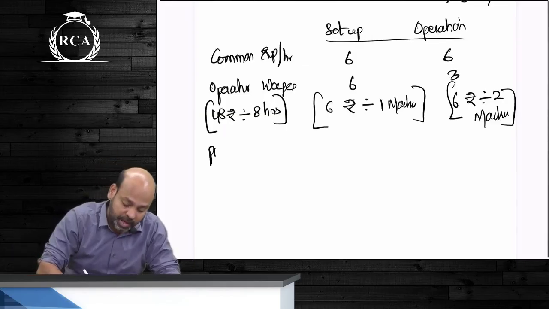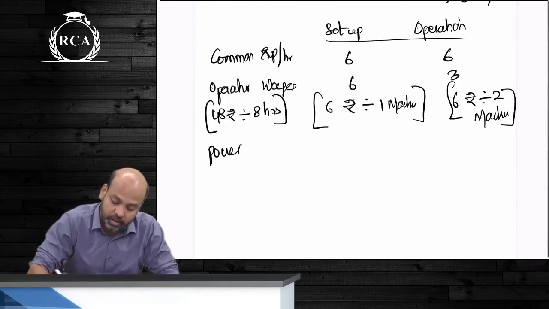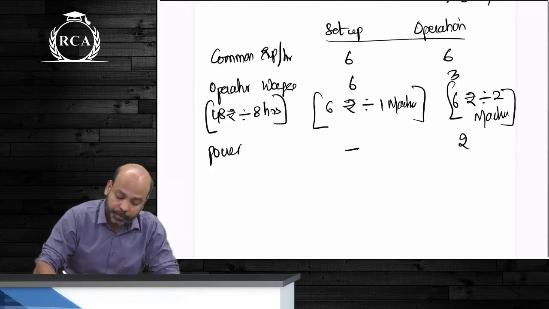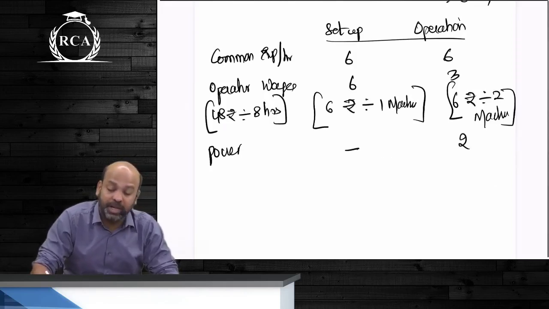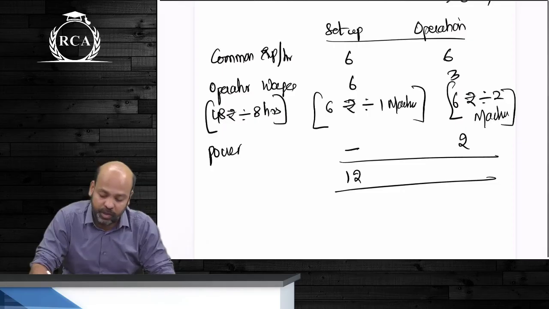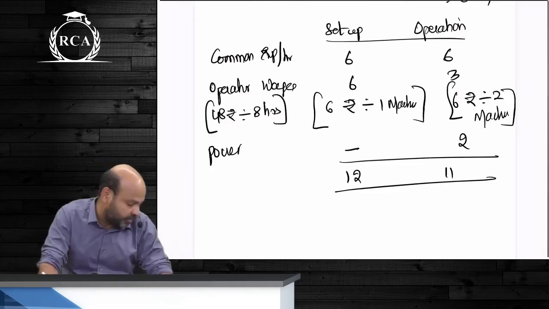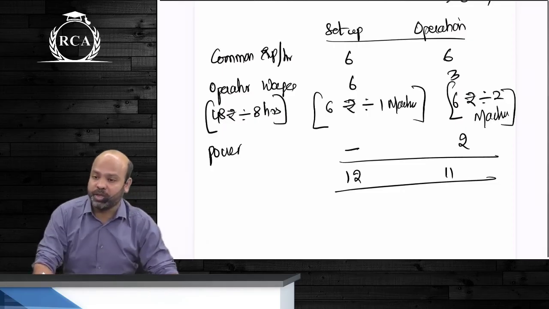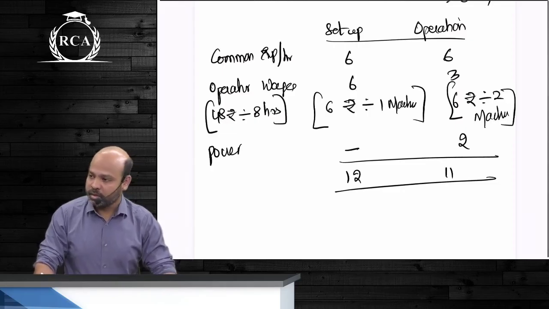इसके बाद में बेटा power cost. How much is your power cost? Only under. So when the machine is under setup, guys, it is effectively costing us 12 rupees per hour. When the machine is under operation, it is effectively costing us 11 rupees per hour. समझ में आया नहीं आया?